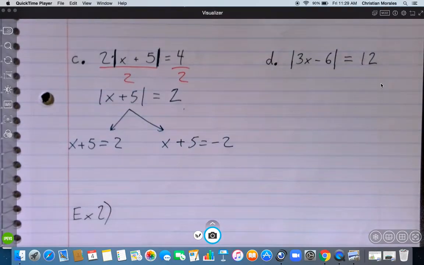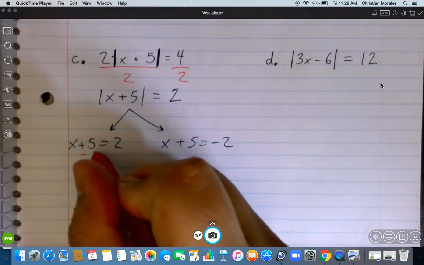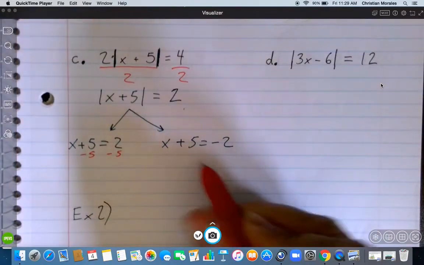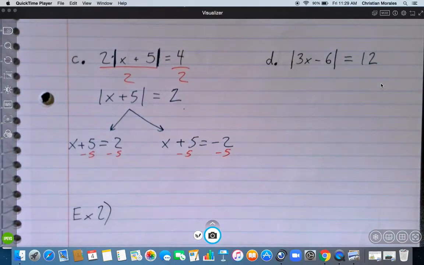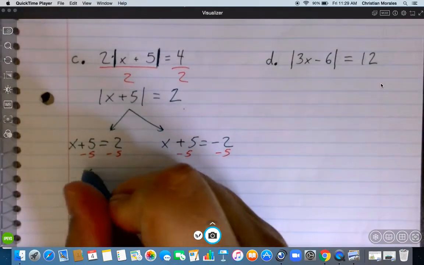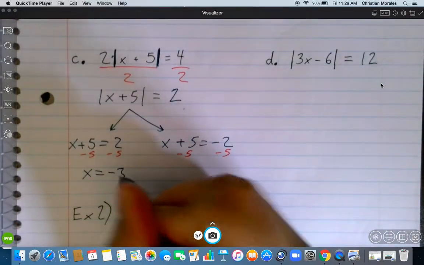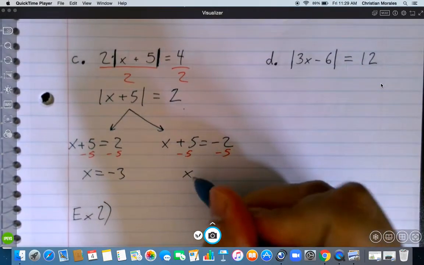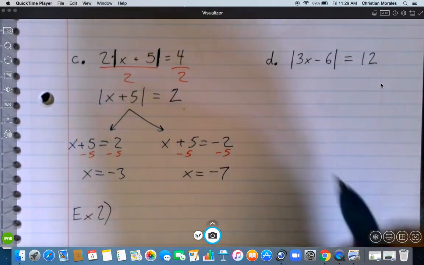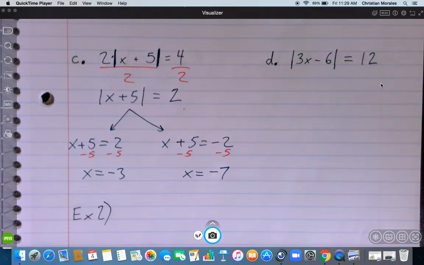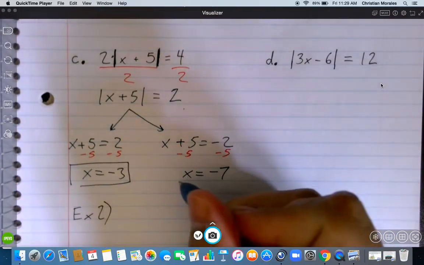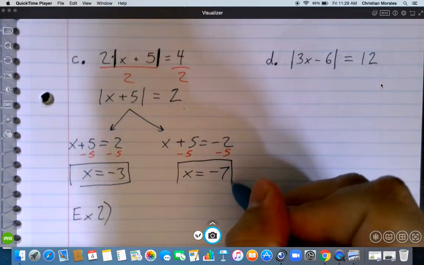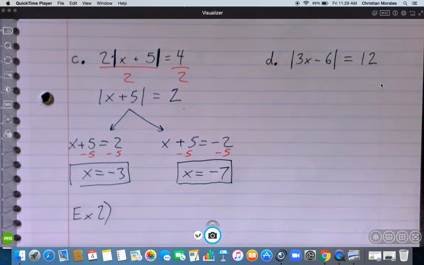So here, inverse operations, and guess what? The same inverse operation. You're going to do the same step to both sides. In this case, we get a -3, but in this case, we get a -7. So the answer for this is x can be -3, and it can also be -7. Those are your 2 answers.